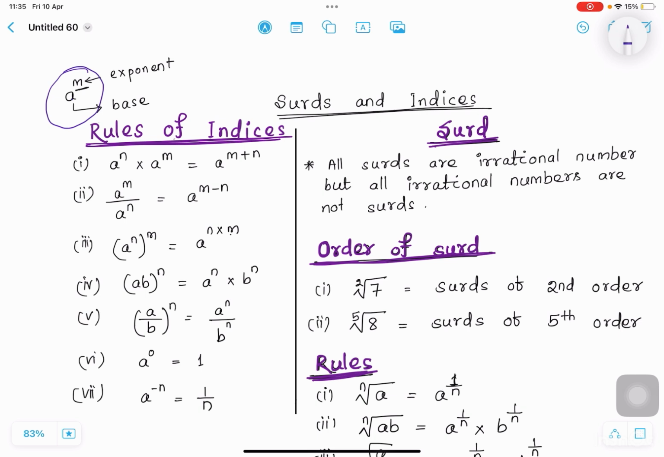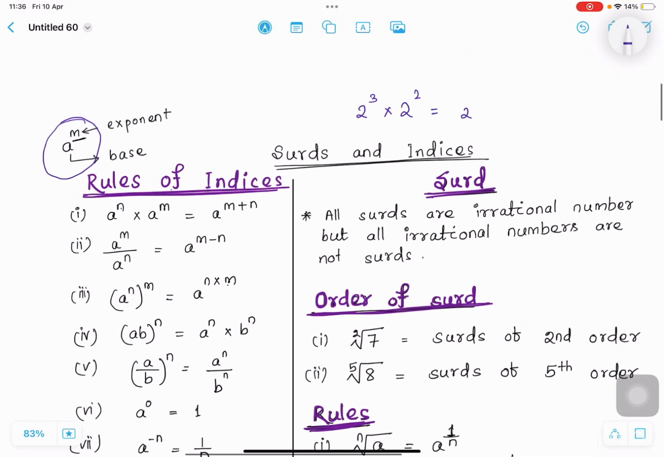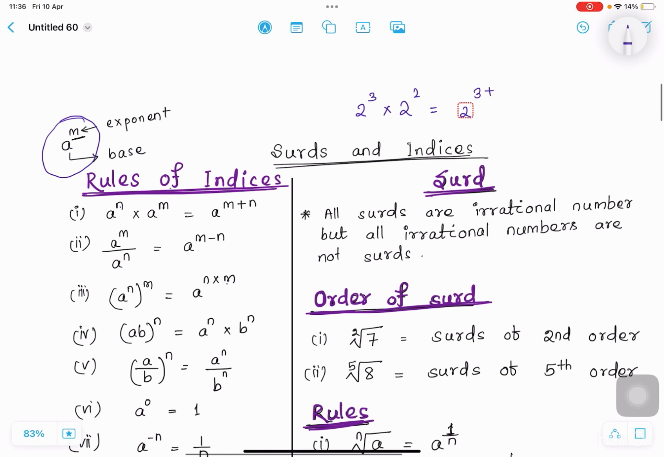Likewise, if the bases are equal, a to the power n into a to the power m, then we can add the exponents: a to the power m plus n. Suppose I am writing 2 to the power 3 into 2 to the power 2. Then I can write 2 to the power 3 plus 2, that is 2 to the power 5.